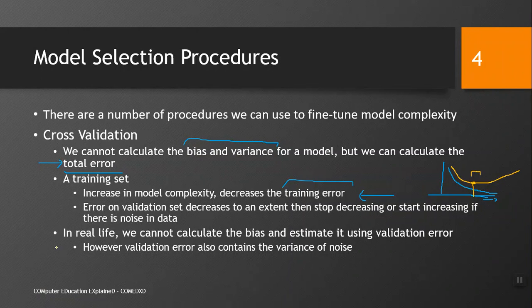In real life, we cannot calculate the bias, so we estimate it using validation error. However, validation error also contains the variance of noise, right? Because if there is noise in the data, this validation error that we calculate, which is shown here in the golden line, also contains noise. It means that this measure is not accurate.